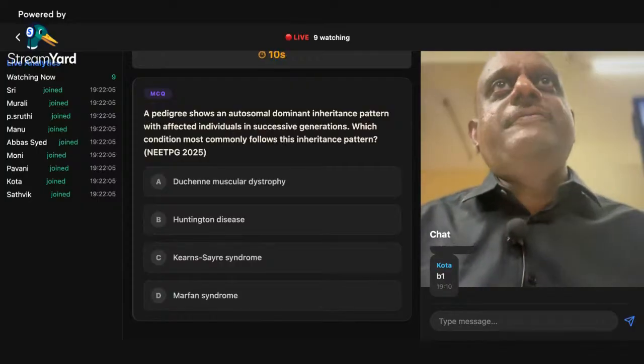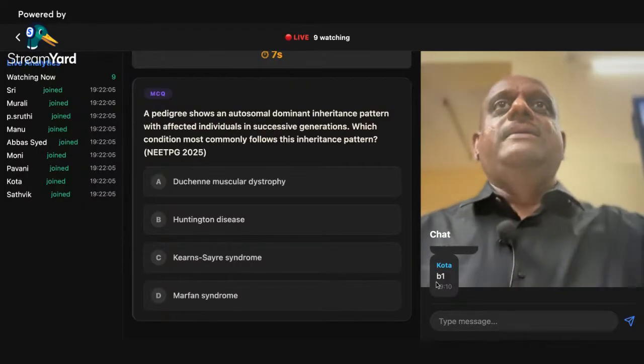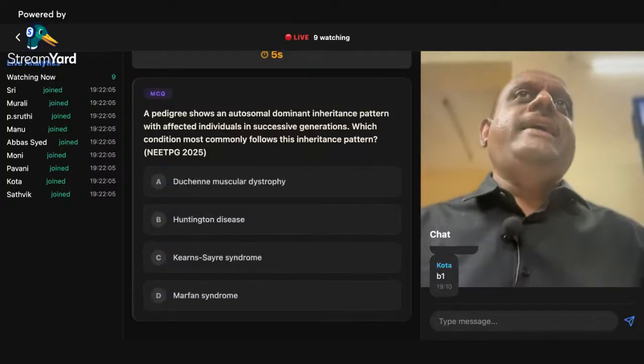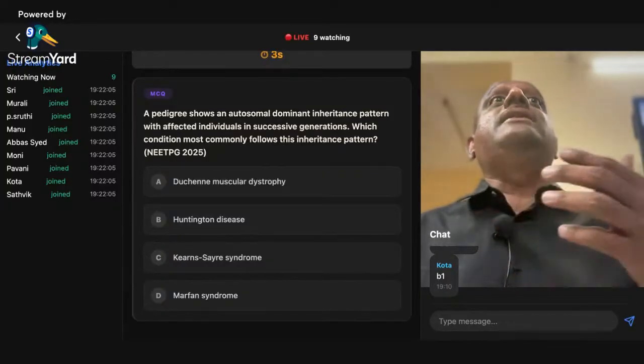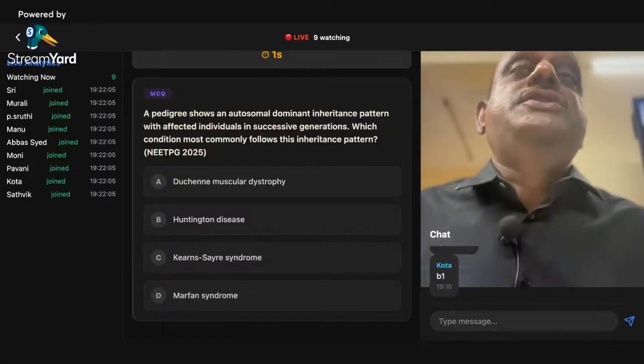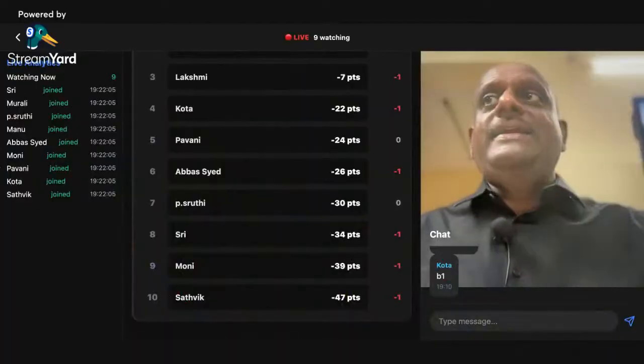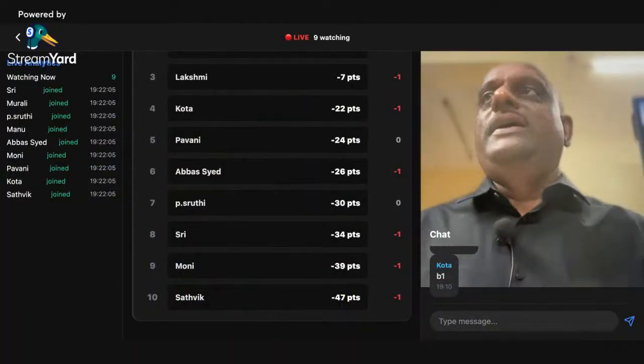His son had it at 50. The grandson had it by the time he is 20. It's called the phenomenon of anticipation because of CAG trinucleotide repeats in Huntington's disease. That is what you need to remember.